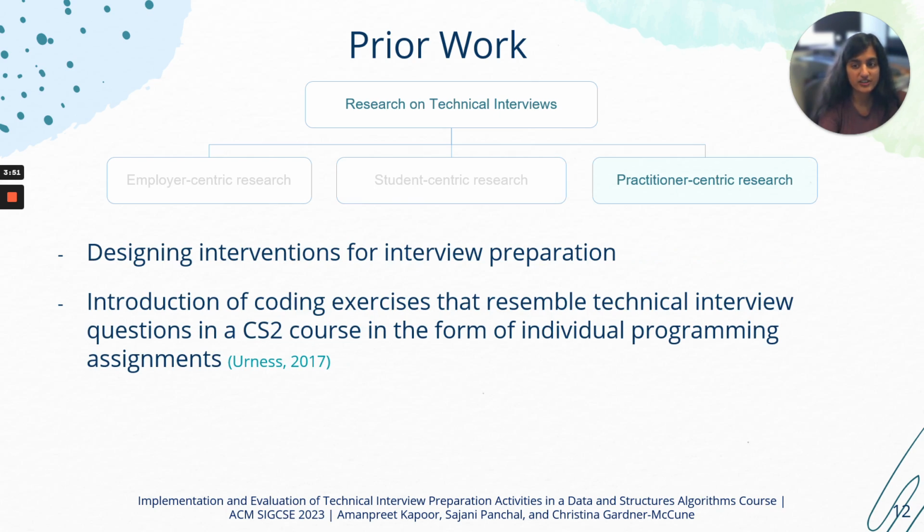There have been some interventions designed by practitioners for interview preparation. One type of intervention introduced by Ernst was the implementation of coding exercises that resemble technical interview questions in a CS2 course in the form of individual programming assignments. Our intervention, however, mimics the logistics of a technical interview's dyad structure and is different from Ernst's work.